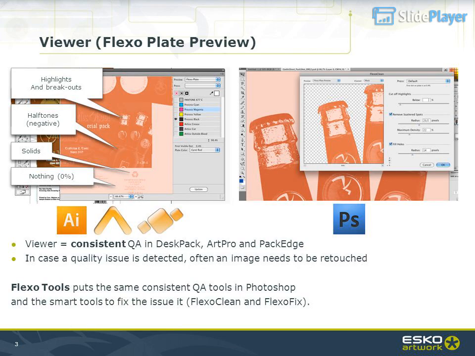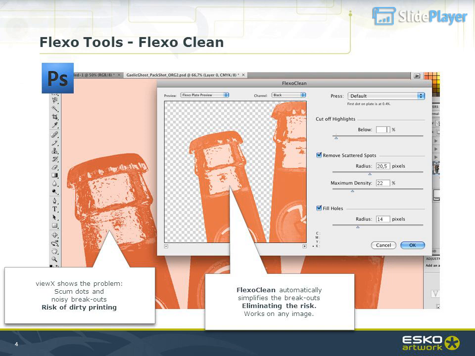Viewer, Flexo plate preview. Highlights and breakouts. Halftones. Negative. Solids. Nothing, 0%. Viewer equals consistent QA in DeskPack, ArtPro, and PackEdge. In case a quality issue is detected, often an image needs to be retouched. Flexo Tools puts the same consistent QA tools in Photoshop, and the smart tools to fix the issue: Flexo Clean and Flexo Fix.